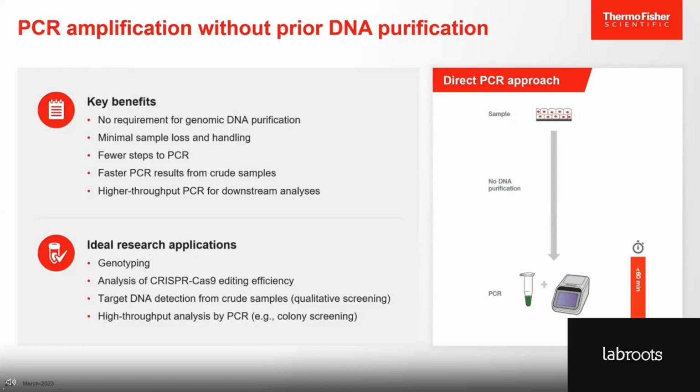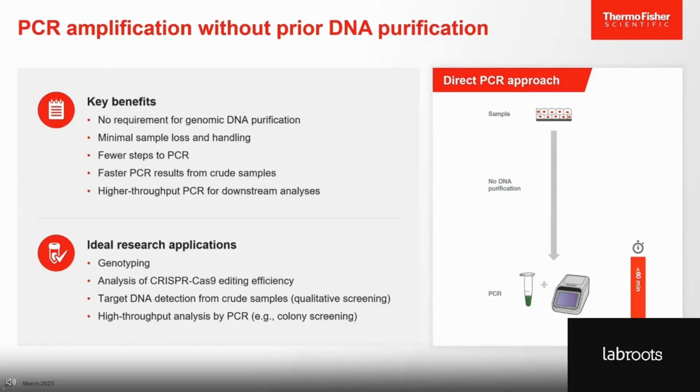Benefits: no required gDNA purification helps save sample loss and minimize handling. Small samples tend to get lost during the purification process. There are fewer steps to PCR and you get PCR results sooner as gDNA purification is not required. Both these translate to more sample processing in a given amount of time. It gives an increased PCR throughput. If you need to purify DNA for applications like restriction digestion, cloning, or DNA assay, direct PCR may not be right for you.